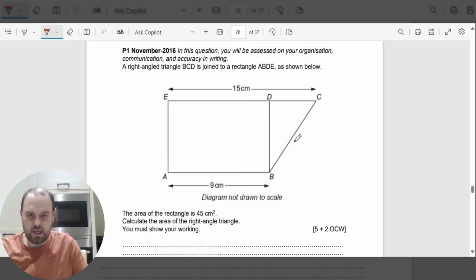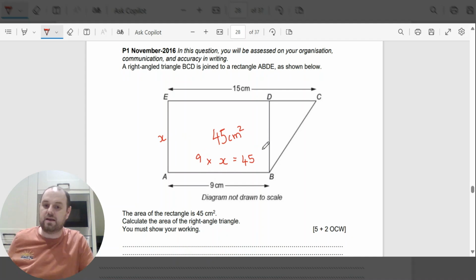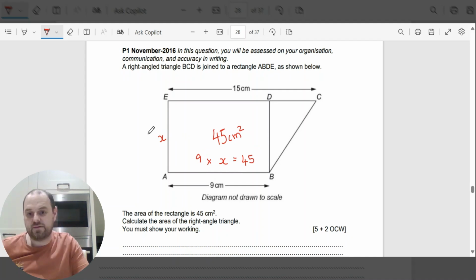Okie dokie. Yeah, a bit of working backwards here, isn't it? The area of the rectangle is 45. That's the area of the rectangle, so we don't know this. But 9 times whatever that is needs to answer 45. So we need to work out how many 9s go into 45, telling us that this is 5.